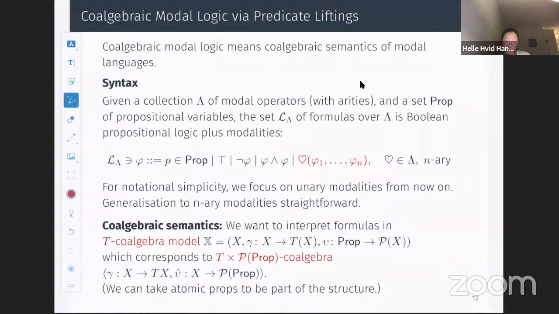So we want to interpret these formulas that we have now in this language over, well, T coalgebras essentially, but we also have these atomic propositions around. So you can think of a T coalgebra model as a T coalgebra together with a valuation. But you can also just combine the valuation and the T coalgebra part into a T times power set of prop coalgebra. And sometimes I will not really be very explicit about this distinction, because sometimes it's easier to just give a definition for T coalgebras. And if you already pack the atomic propositions into your T, then everything will work out as you intend. But if you view your Kripke models or coalgebraic models as T times prop coalgebras, then the atomic propositions are just modal constants basically. So that's the only thing I just wanted to mention.